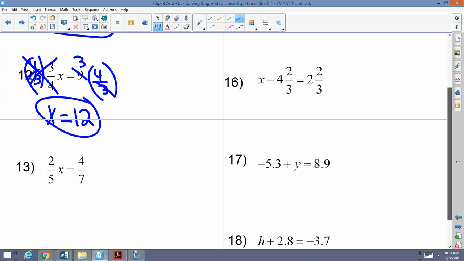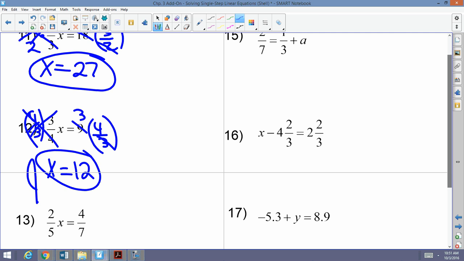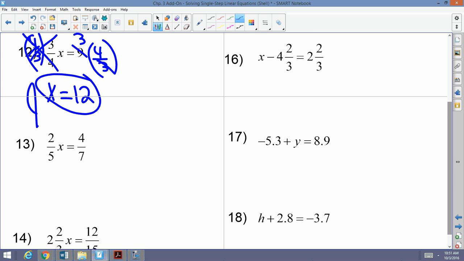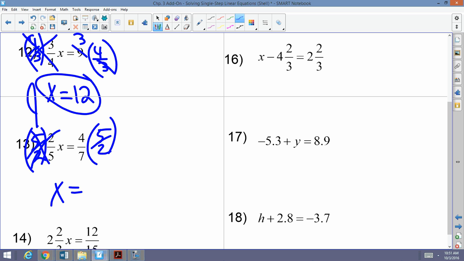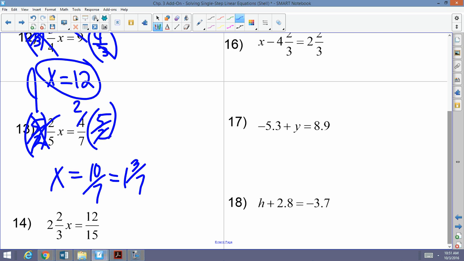2/5 x, okay, 2/5 is being multiplied to x. I want to get rid of that 2/5, so I'm going to multiply by 5/2 to both sides. X equals 10/7, very good, or 1 3/7. Does that make sense, guys? Now, either way, my brother, you can write it as an improper or mixed number. It depends on how they ask you the question.